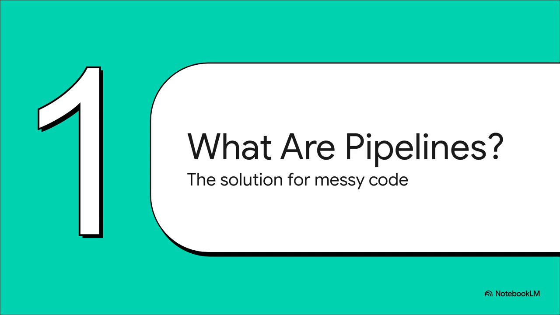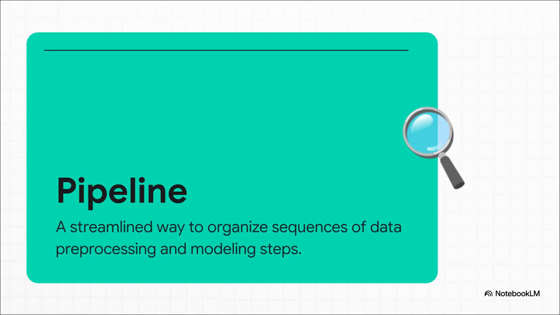What are modeling pipelines? This is, without a doubt, the elegant solution to all those messy workflows we just talked about. So what is a pipeline really? Well, think of it like an assembly line for your machine learning model. It takes all your different steps, cleaning the data, feature engineering, training the model, and chains them all together into one single neat package. The beauty of this is that it guarantees everything happens in the exact same order every single time. No more mistakes, no more inconsistencies.